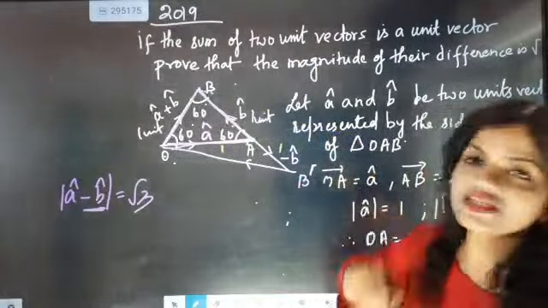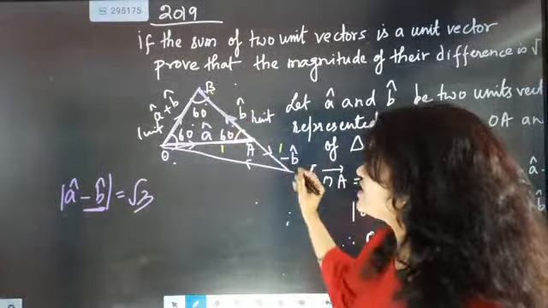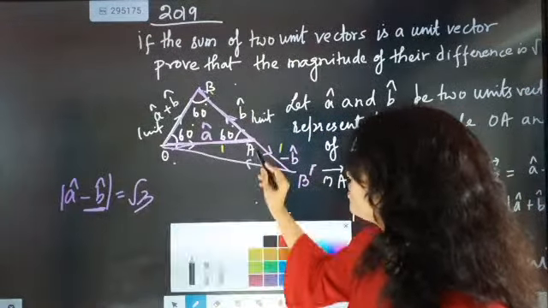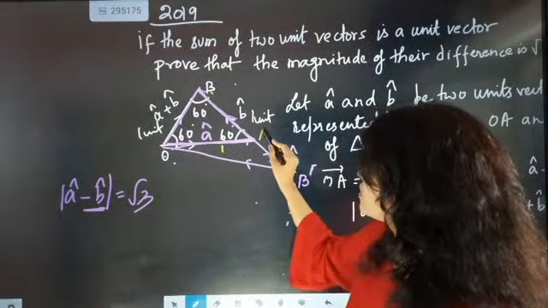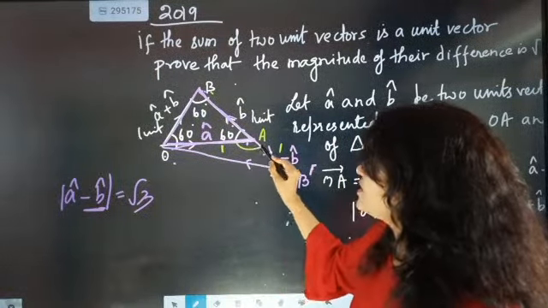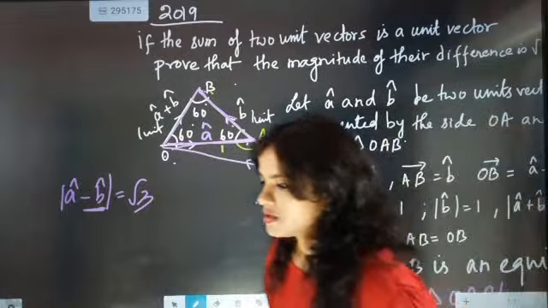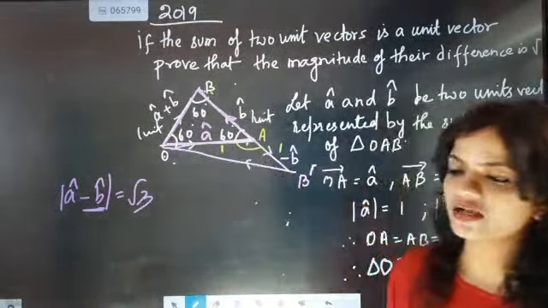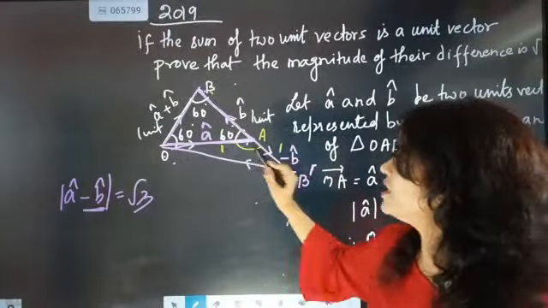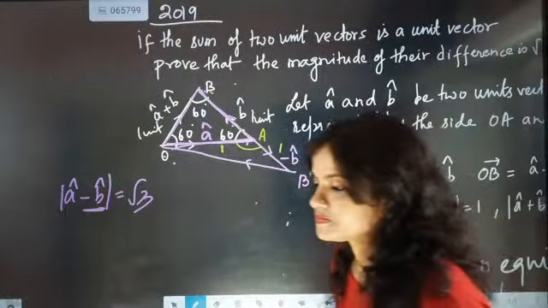Now BB dash is a line. Since BB dash is a line, this angle will become how much? What will be this angle? Come on, quickly tell me what will be this angle. Because here, if this is 60 degrees, what will be this angle?